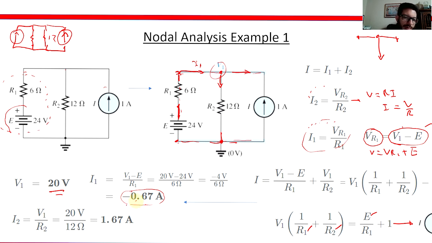And then with that, you can find I2. So current number 2 is simply voltage 1 divided by R2. And we already know voltage 1 is 20, R2 is 12, so current 2 is 1.67 amps. Okay, so we have the currents and the voltages. So this is a pretty simple approach. Nodal analysis can be very simple if you choose the right node.